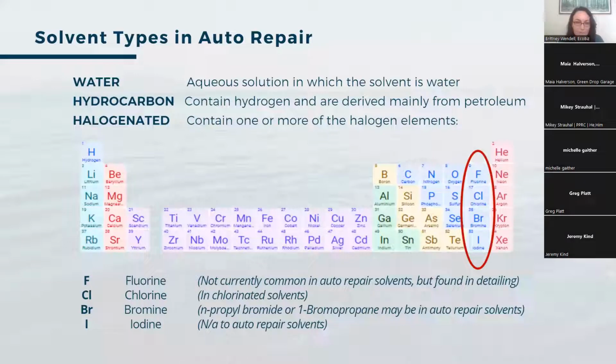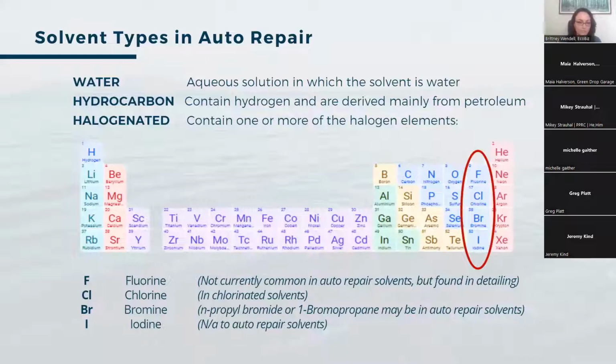So there are 3 different types of solvents used in auto repair. Water is one, hydrocarbons is another. This is also petroleum-based solvents, and the last is halogenated. So halogenated elements include those that are circled there on the periodic table. So that's fluorine, chlorine, bromine, and iodine.